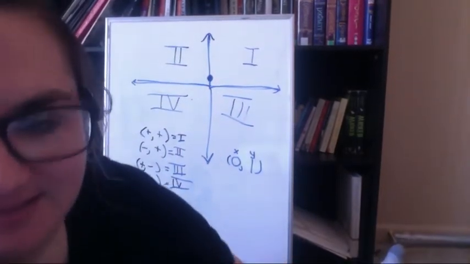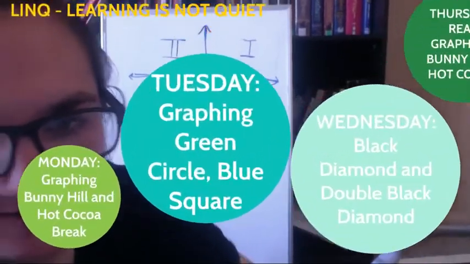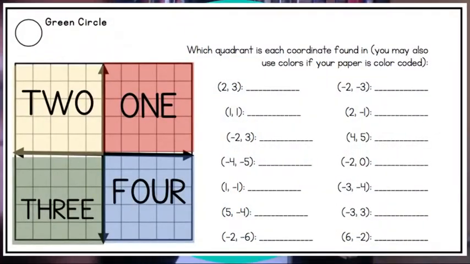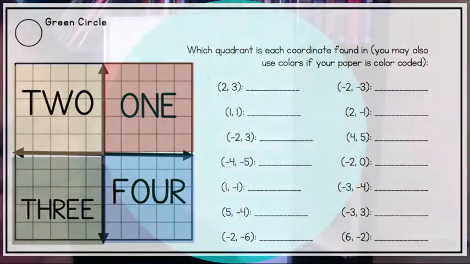Okay, let's get to our actual work for today. Which quadrant is each coordinate found in? You may also use color if your paper is color-coded, or you can look at this screen. So where would (2, 3) be? Let's do these first couple together.